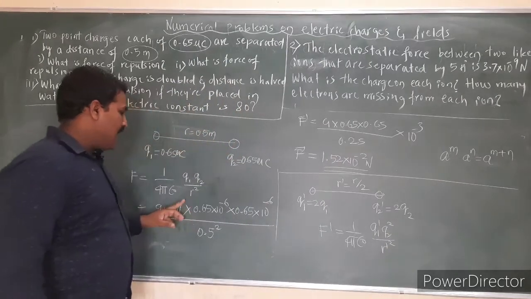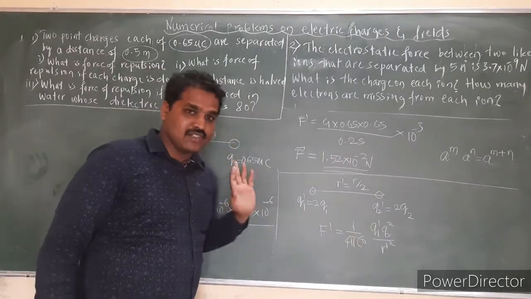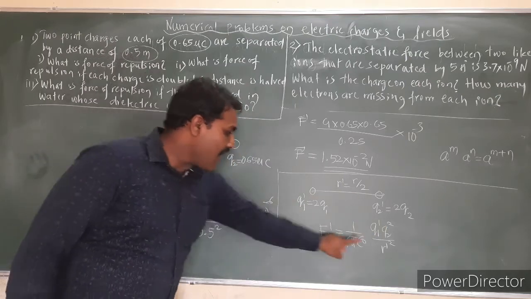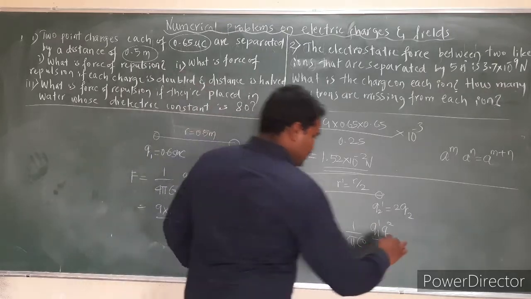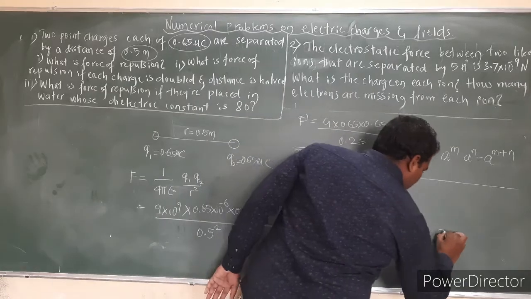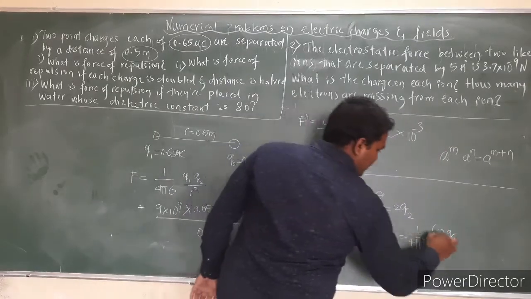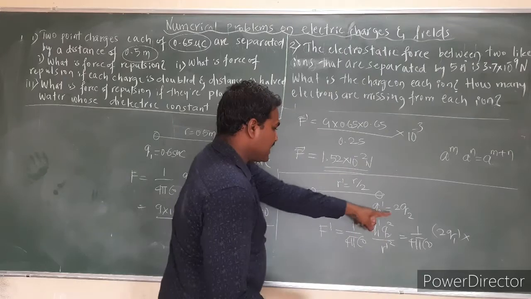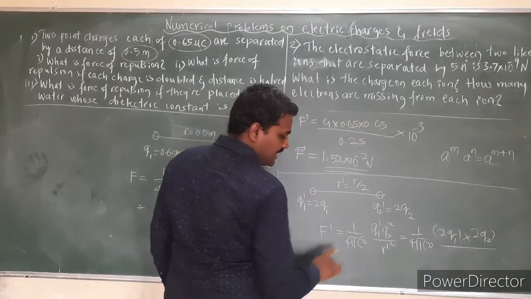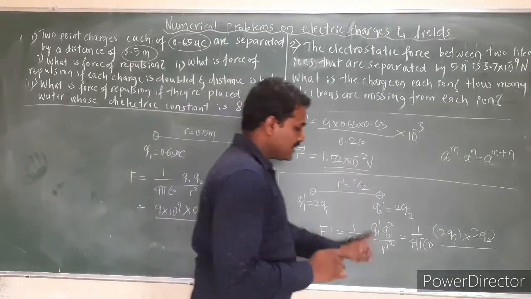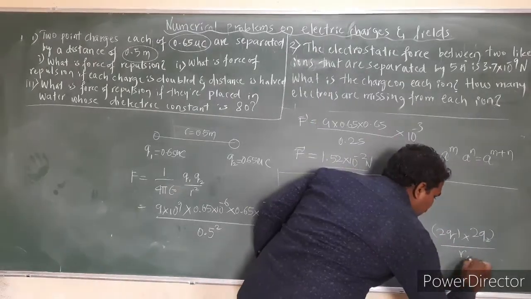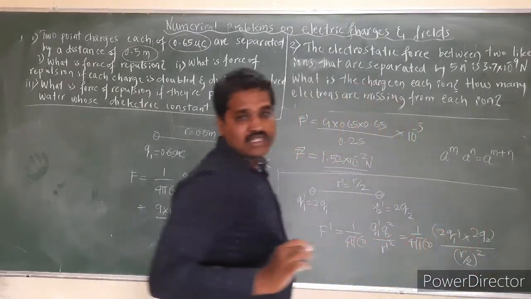What am I doing here? I am replacing this Q1 by Q1 dash, right? I am replacing this Q2 by Q2 dash and I am replacing this R by R dash. So just simplify this, what you get? 1 by 4 pi epsilon naught. So this Q1 dash I can write as 2 times Q1, and Q2 dash I can write as 2 times Q2 here, whole divided by R dash, I can write it as R by 2. But in here I have the square, so in place of R dash I will write R by 2, and here I have the square. Correct?